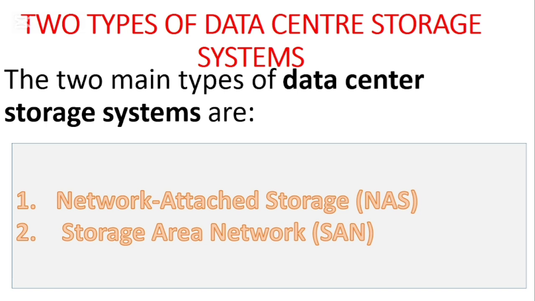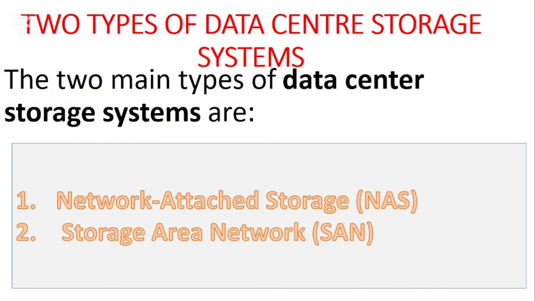So in summary, when we talk about the two main types of data center storage, we are talking about how data centers store and manage vast amounts of information for businesses, government, and cloud services. Now, the two main types of data center storage: we have one, network attached storage, that is NAS, or you can also say file-based storage.